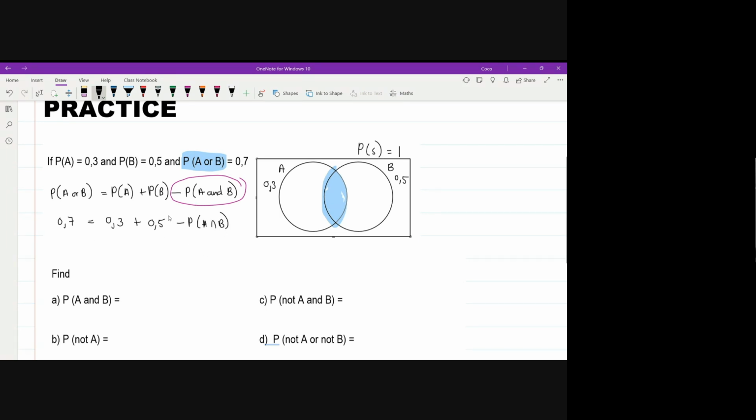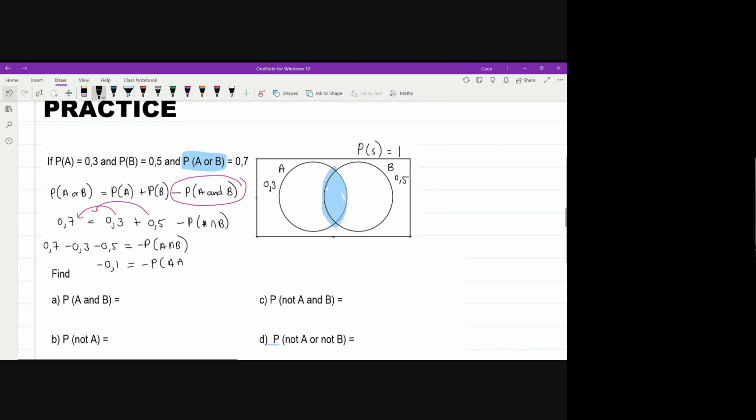So we're going to take everything else over to the other side. Basic math, all of that stuff must go over. So we get 0.7 minus 0.3 minus 0.5 must equal the negative probability of A intersection B. Somebody put that into a calculator and give us an answer. What do we get? Negative 0.1. Correct. So negative 0.1 equals negative probability of A intersection B.